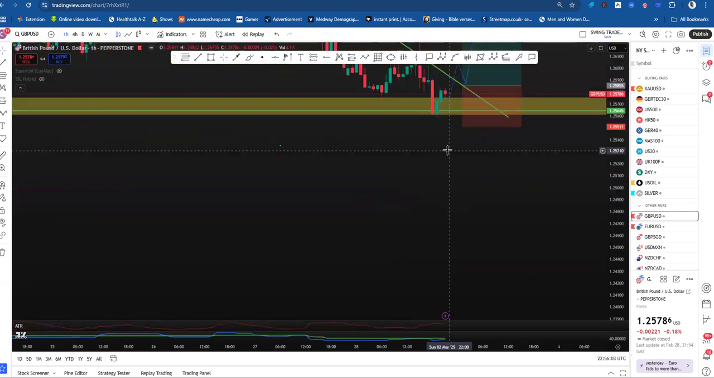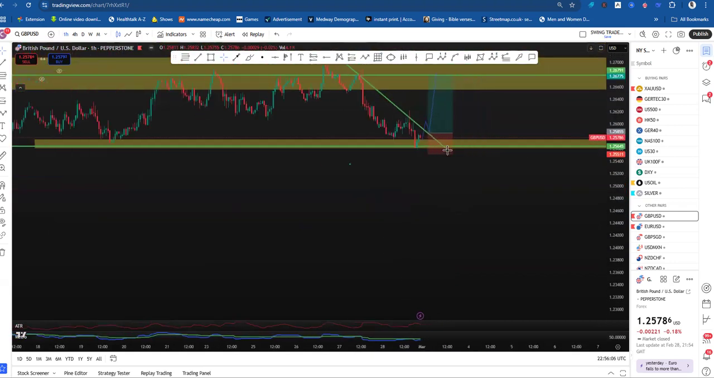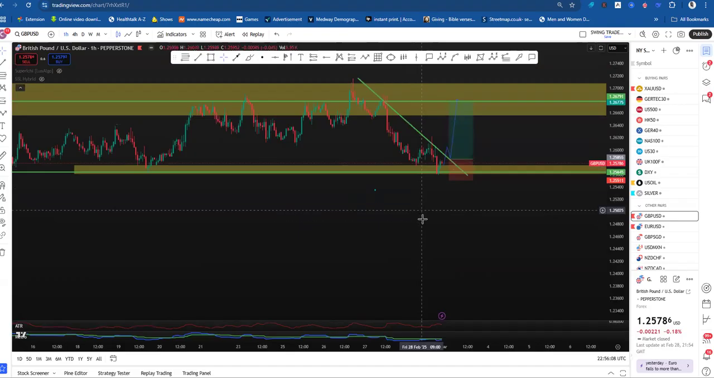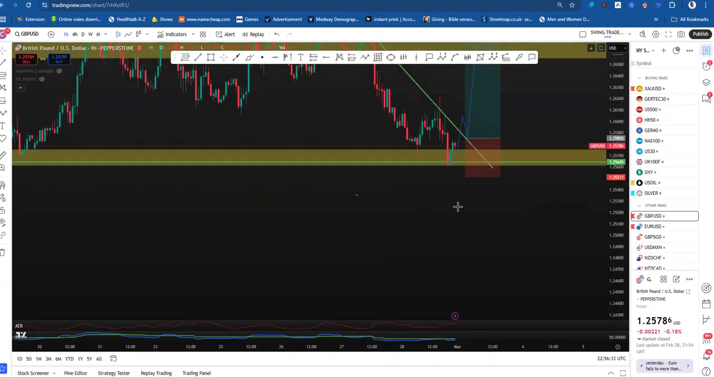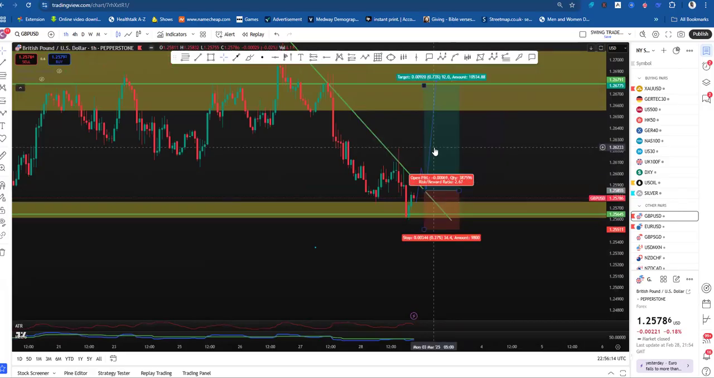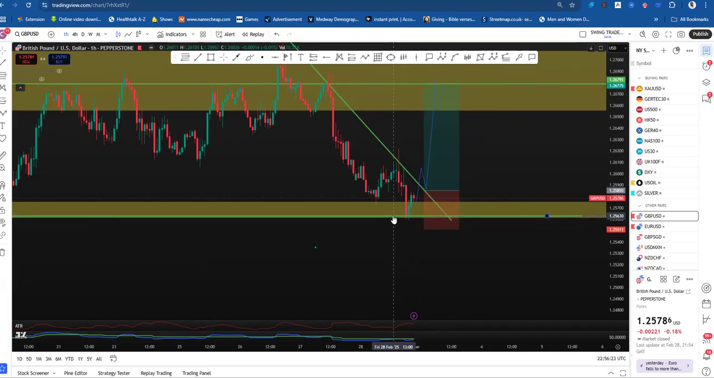Now, assuming that did not happen, this is the second opportunity that I'll be looking for. Let's assume that it did not play out that way. What I will wait for is a rejection on this trend line and a break below this low. I need price to break below this low.